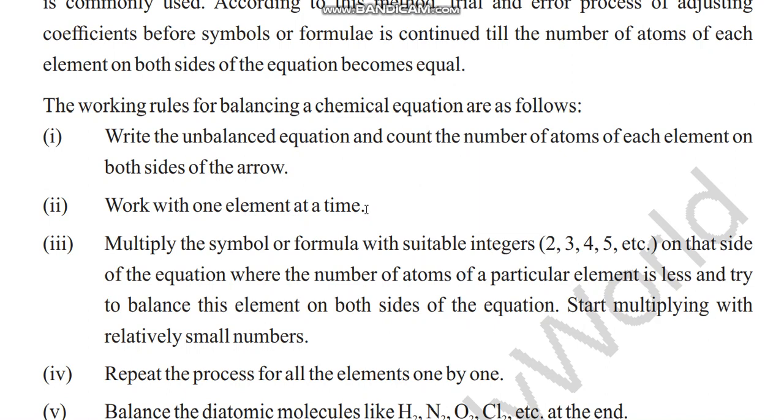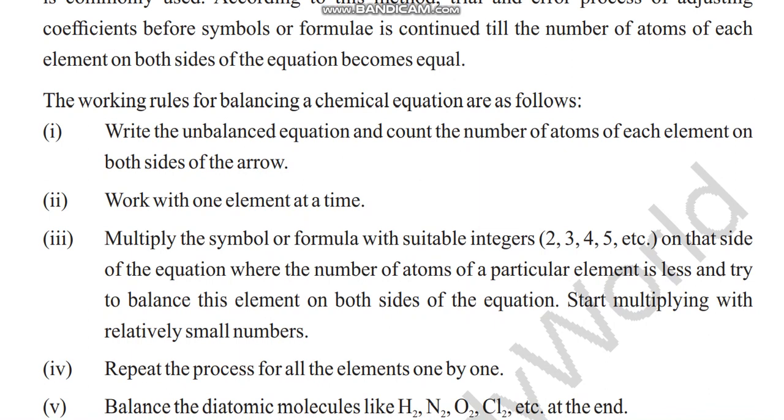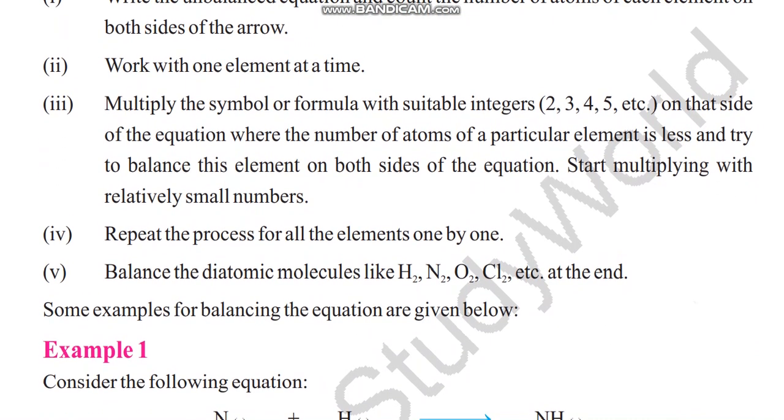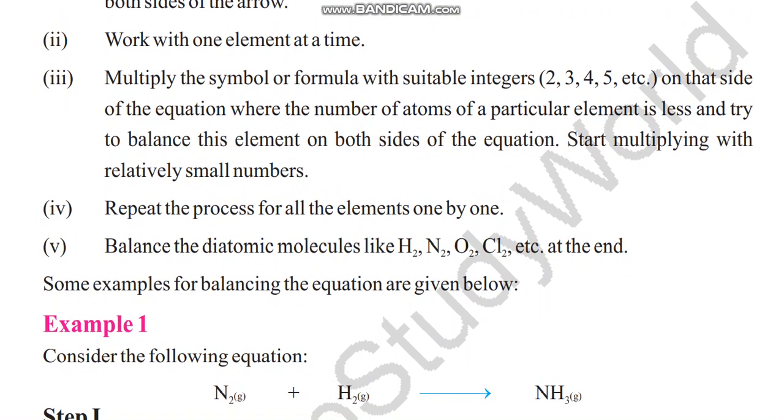Repeat the process for all the elements one by one. Balance the diatomic molecules like H2, N2, O2, Cl2, etc. at the end. Some examples for balancing the equations are given below. Consider the following equation: N2 plus H2 gives NH3.